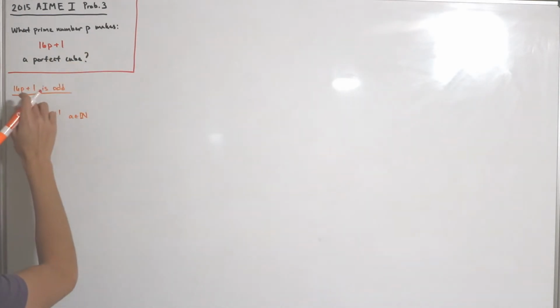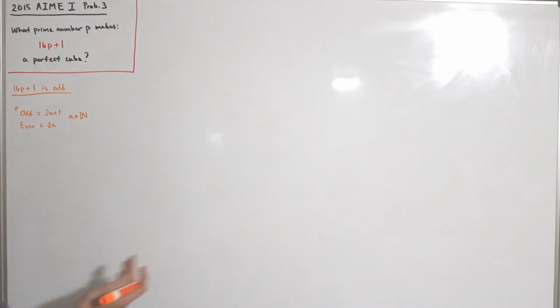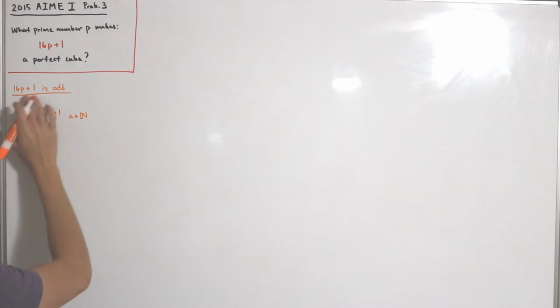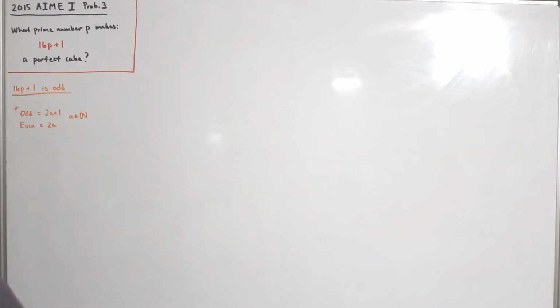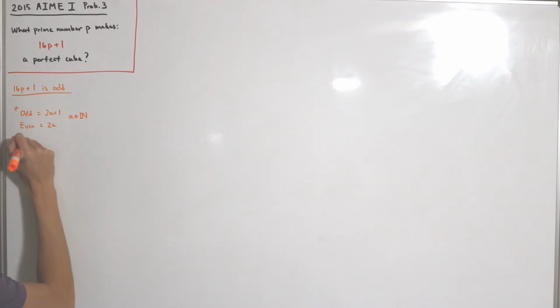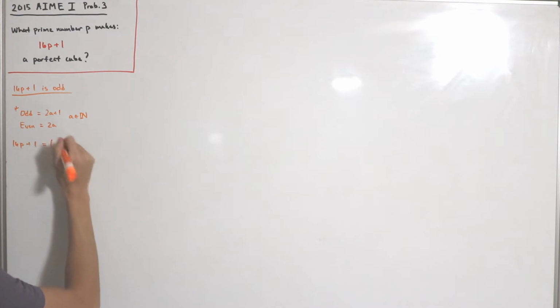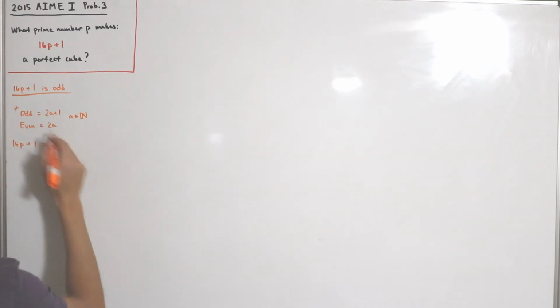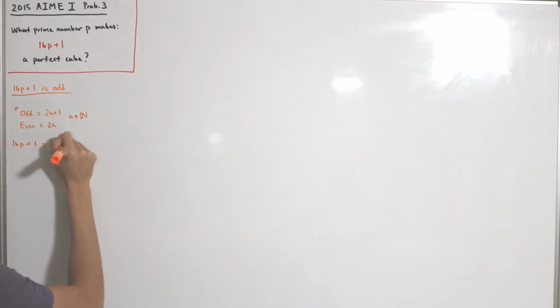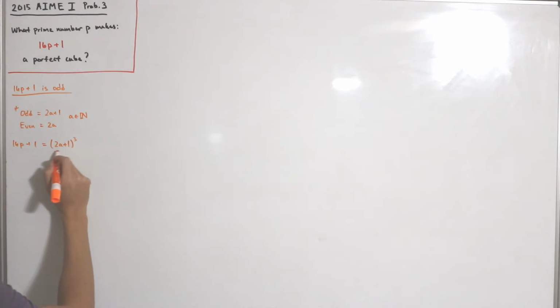So we know that 16p plus 1 has to be an odd number. No matter what positive integer you plug in, you're always going to get an odd number for this expression. So what I can do is set 16p plus 1 equal to a perfect cube, but that means it has to be an odd number. So we replace it with 2a plus 1 and cube that. Okay, and so I'm going to expand this cube over here.